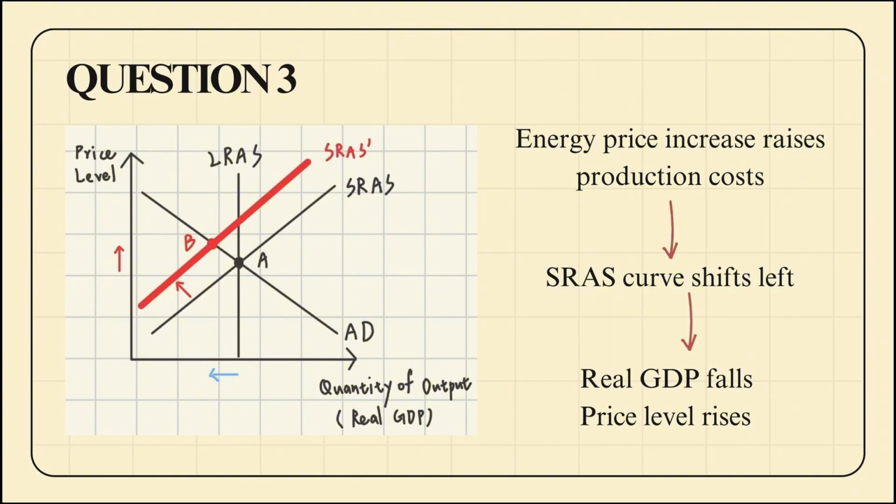And for question number 3, we will use the AD-AS model to illustrate this. The supply shock causes energy prices to rise, which raises production costs, which shifts the SRAS curve to the left. In the diagram, equilibrium moves from point A to point B. The price level rises as higher costs are passed on to customers, while real GDP falls as firms cut output. The AD curve stays in place because this is a pure supply-side shock. And the result is exactly what stagflation looks like: prices up, output down simultaneously.